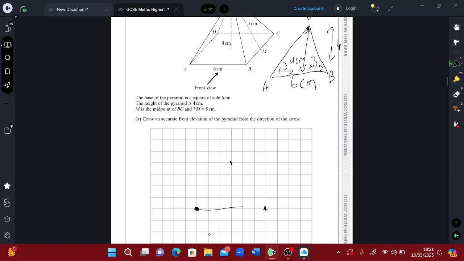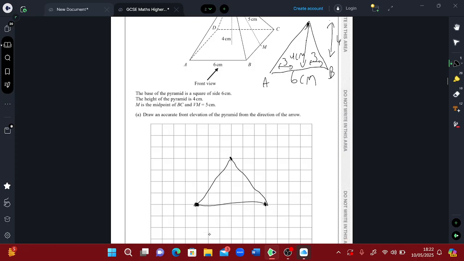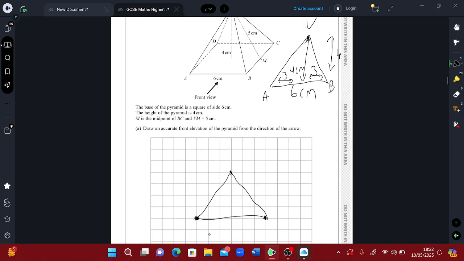So then it would have looked something like this because it's really bent. But that's the idea. Obviously the lines should be straight. But that's what it should look like. I believe anyway. If I'm wrong, obviously correct me. But that should be right. Yeah, the mark scheme says isosceles triangle, base of six, height of four. So the base is six, height is four. Cool, yeah.